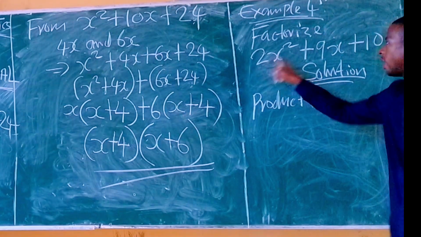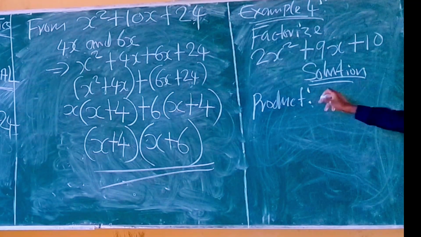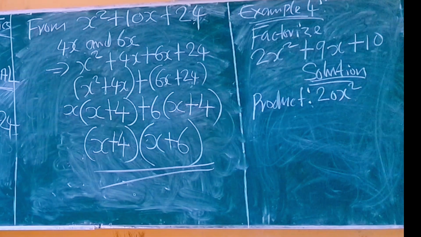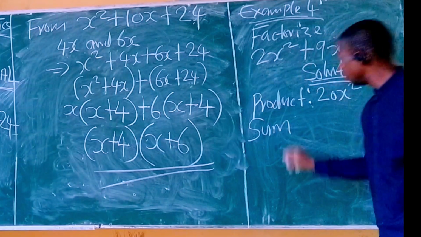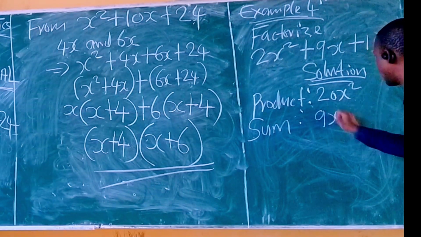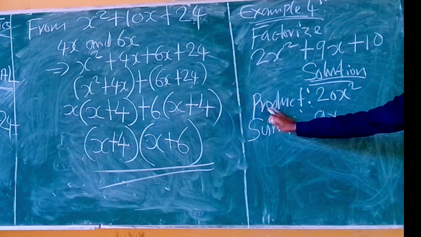Now if you multiply 2x squared times 10, it's going to give us 20x squared, right? Now we are going to the product. The next thing we are going to look at is the sum. The sum is the middle term, which is 9x, right? Now we are getting these two parameters, the product and the sum.